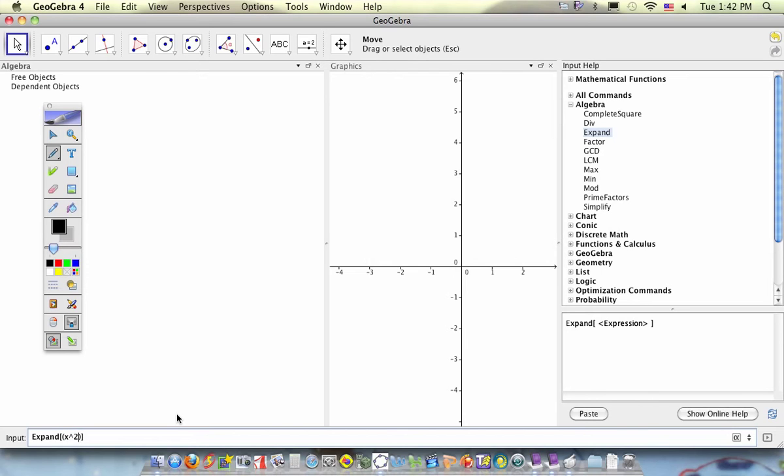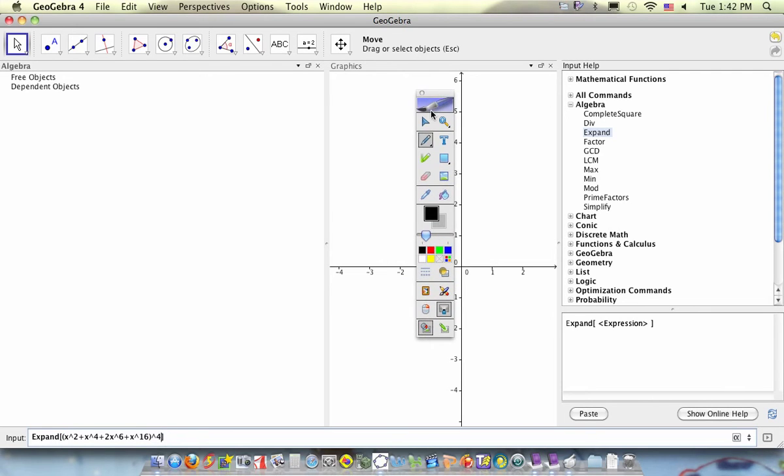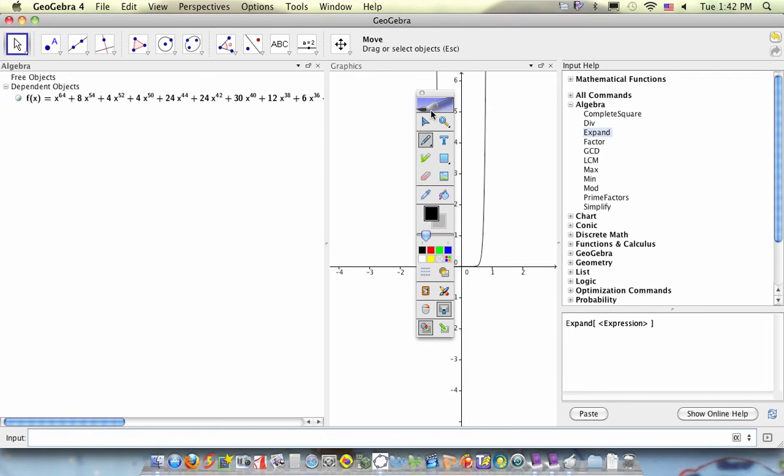It was x squared plus x to the 4th plus 2x to the 6th plus x to the 16th, and we're taking that all to the 4th power. And so now if I press enter, it has expanded that expression for me.